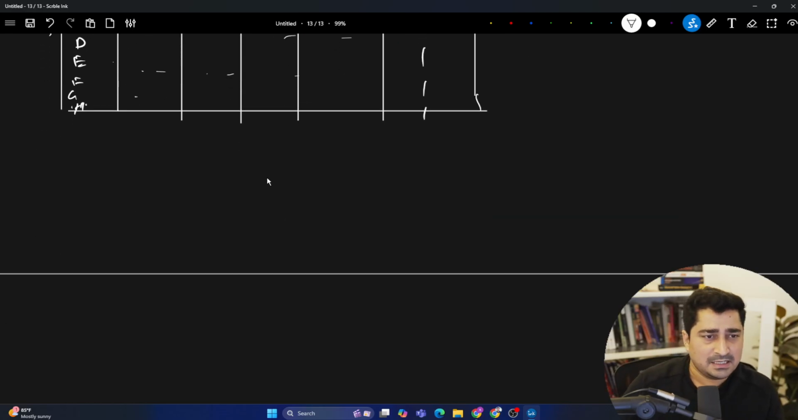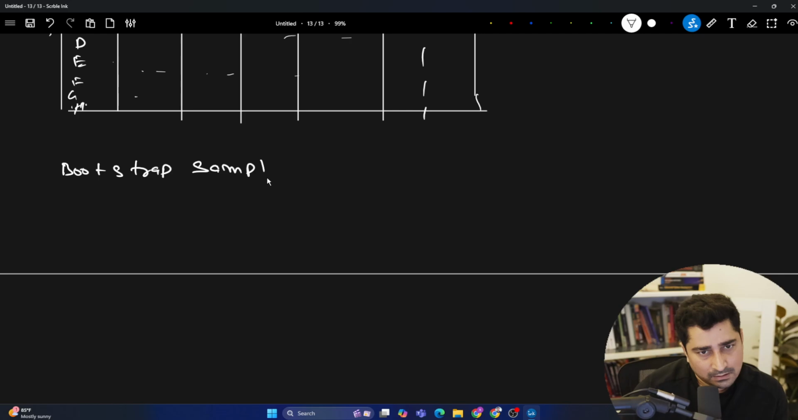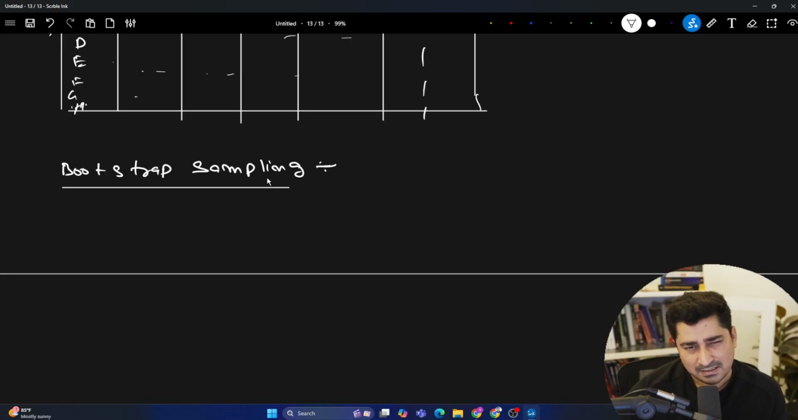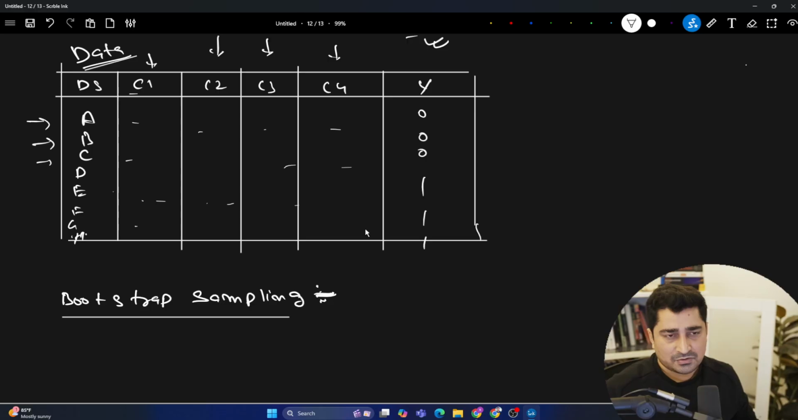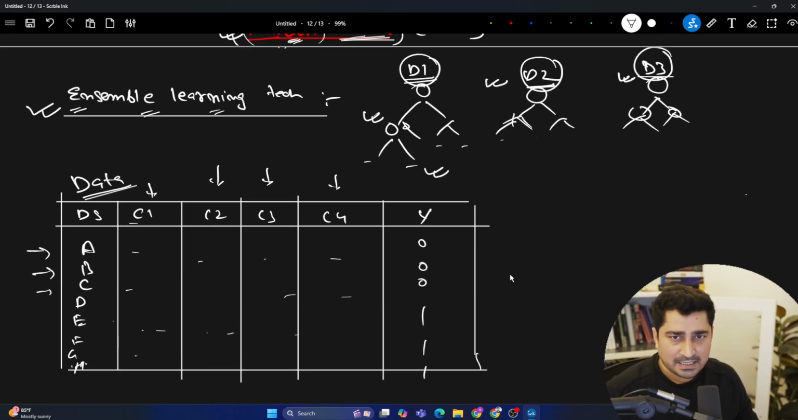There is a term called bootstrap sampling. Again, don't go after the fancy terms, the meaning is very simple. Bootstrap sampling means it randomly selects records. It is going to send data to D1, then D2, then D3.